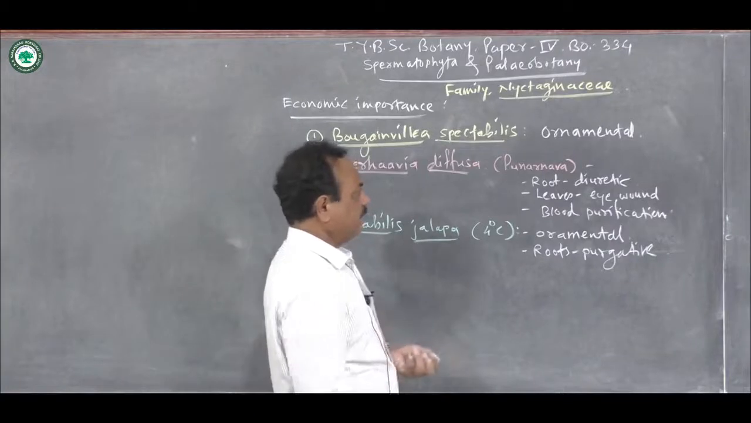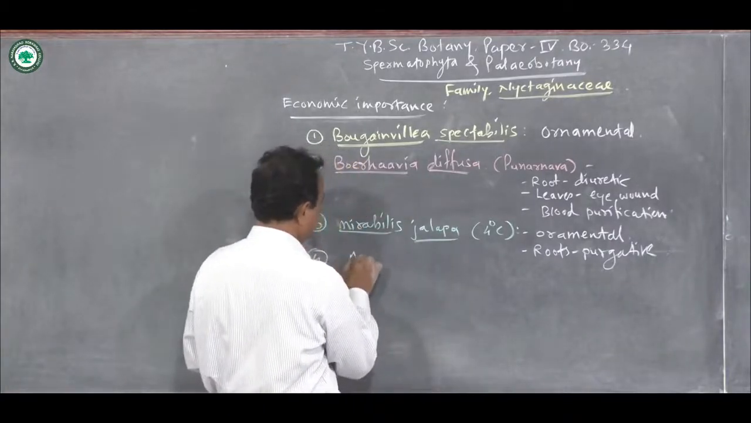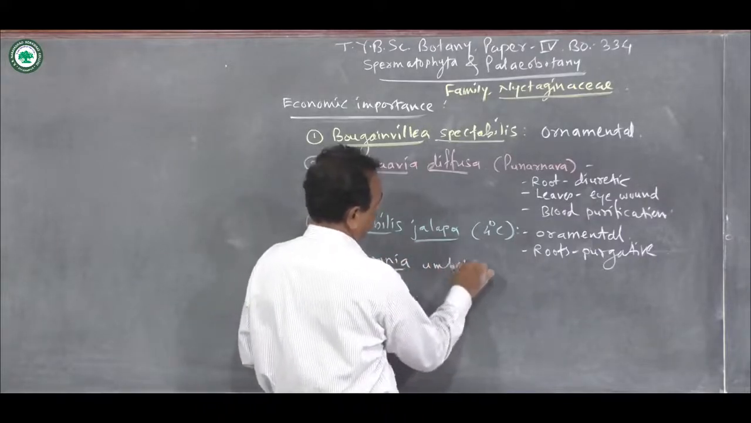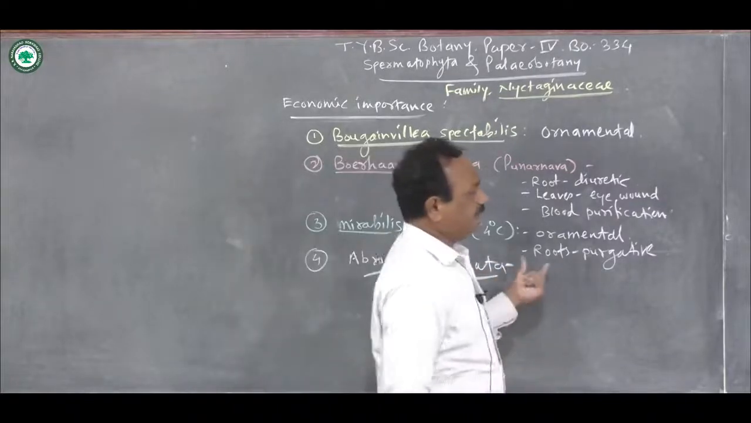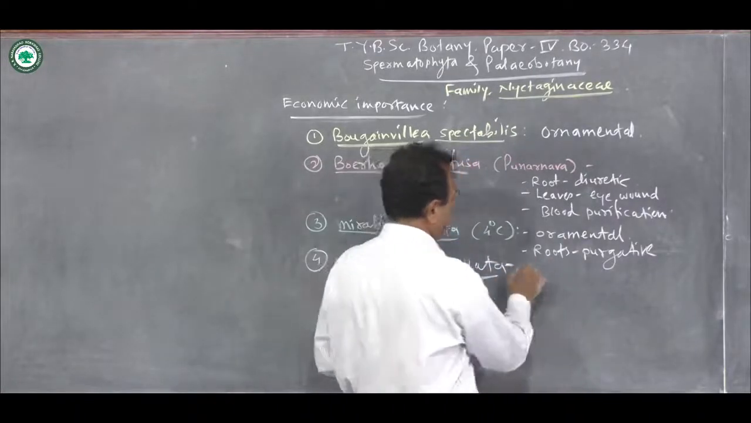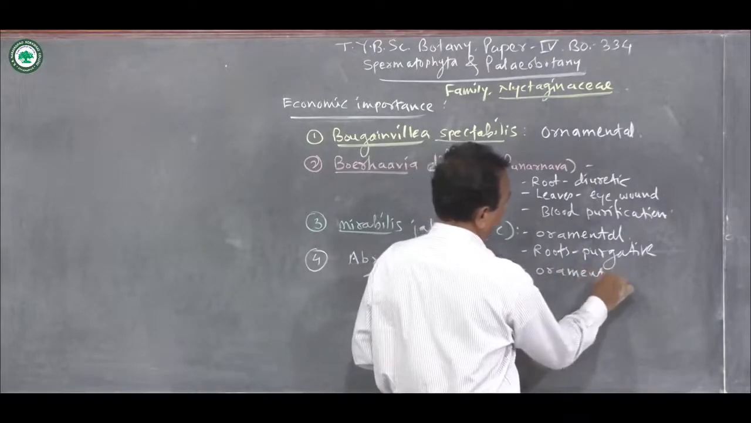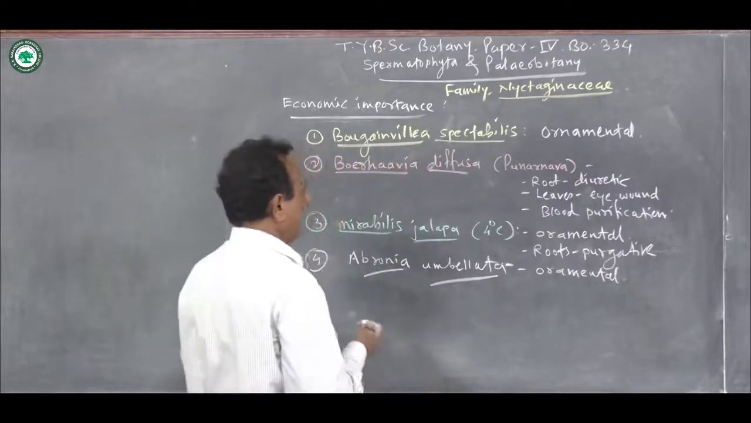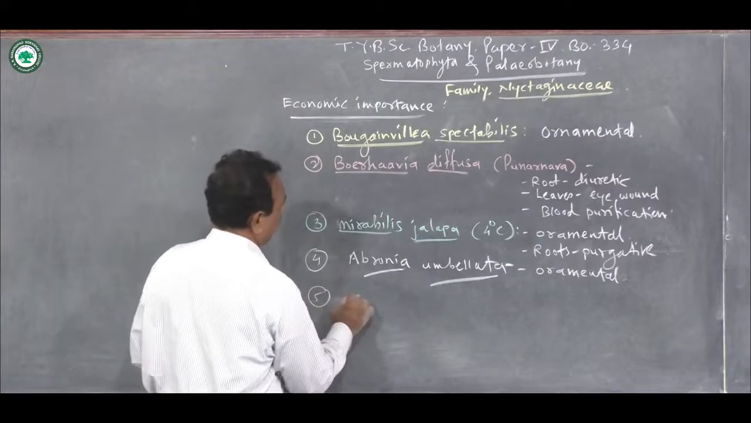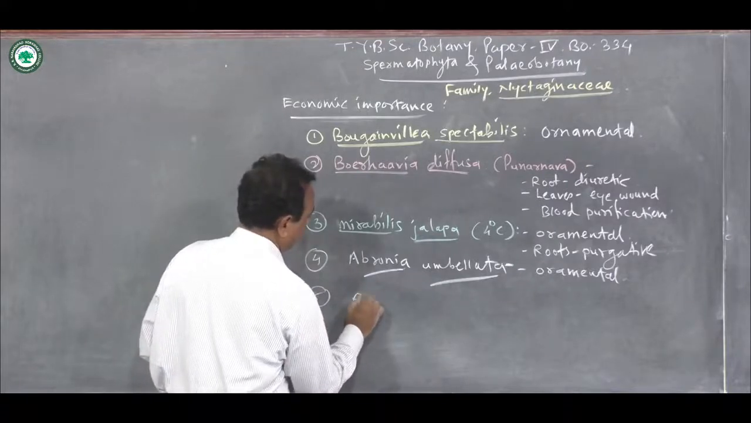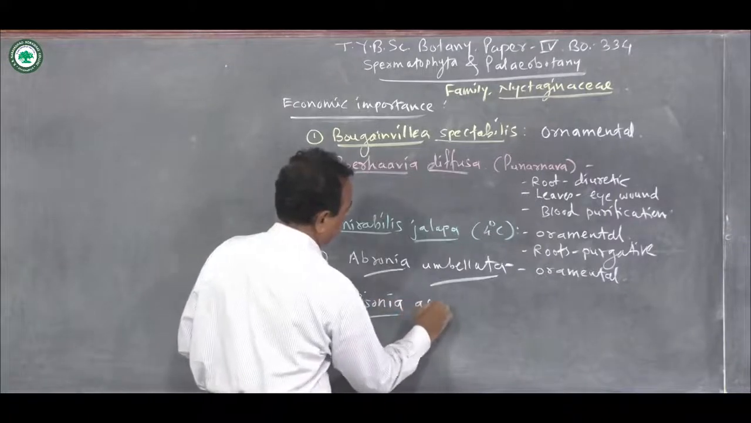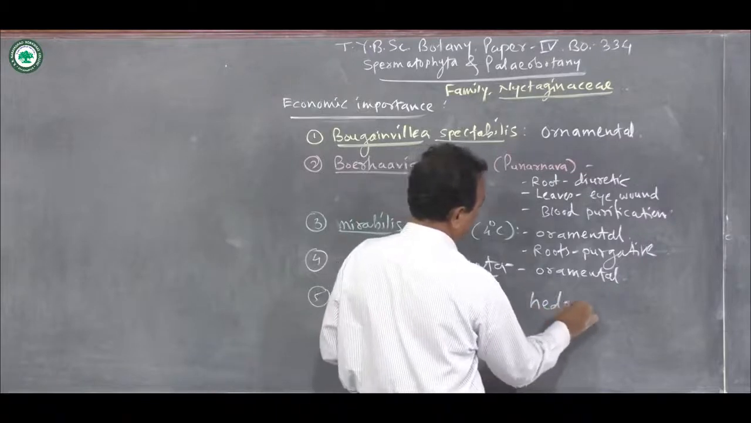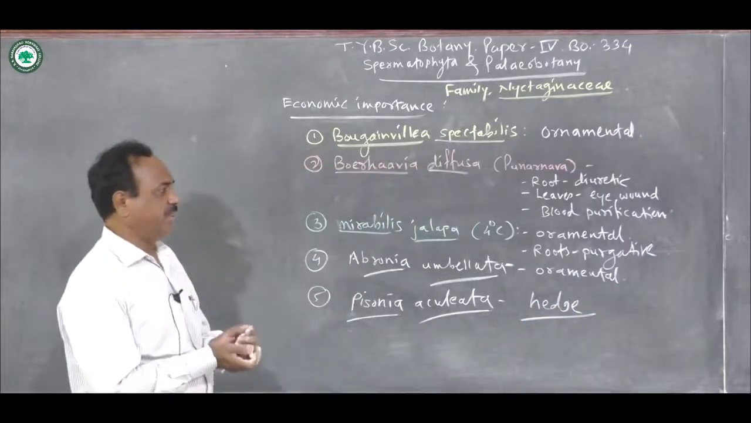Then next is Abronia umbellata. This plant is commonly planted as an ornamental plant. Then the next is Pisonia aculeata. This plant is planted as a hedge plant. As a hedge plant, this plant is commonly planted.